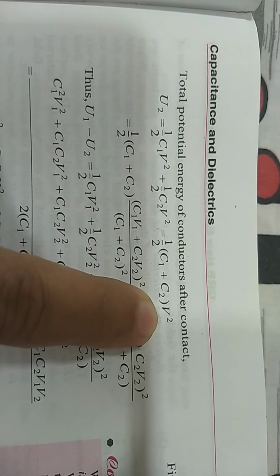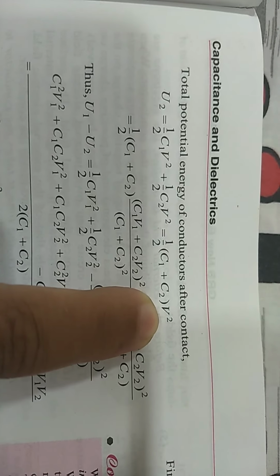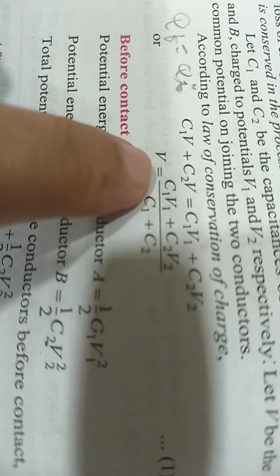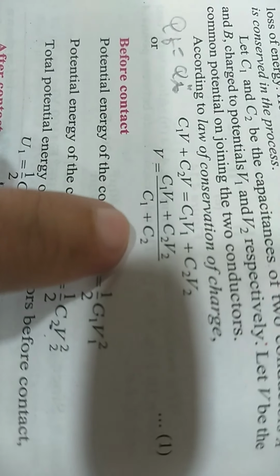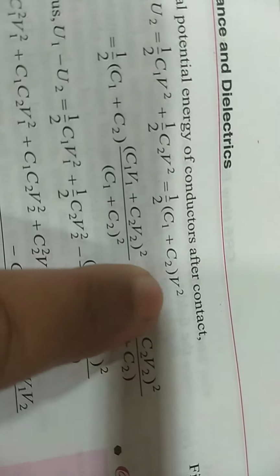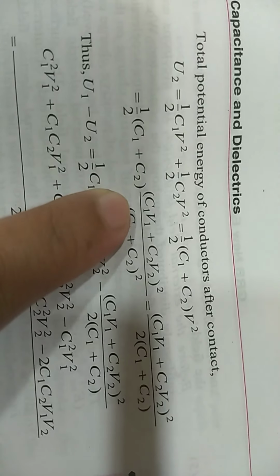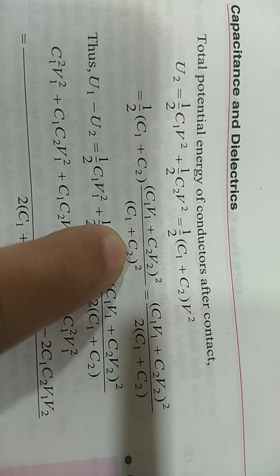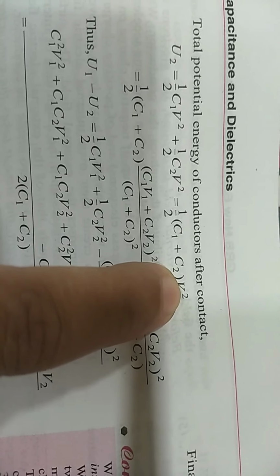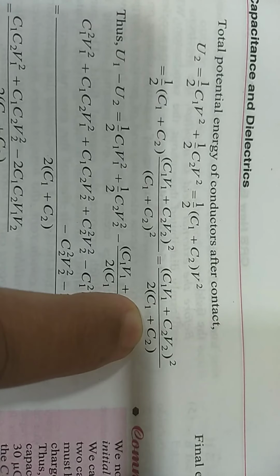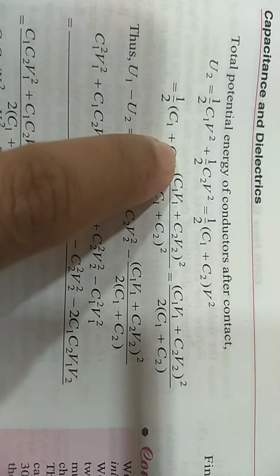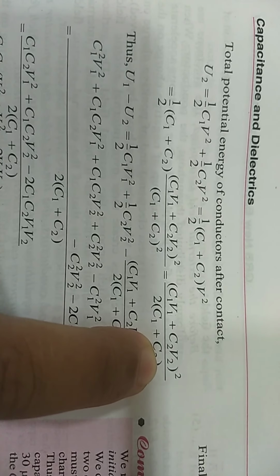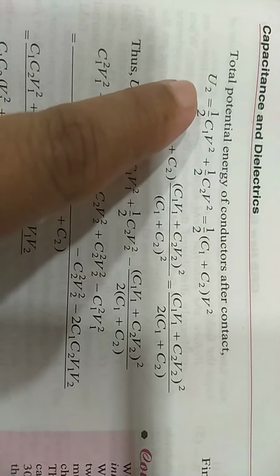I am taking V square common and I am substituting the value of V that we already derived, V as (C1 V1 plus C2 V2) upon (C1 plus C2), in this formula. So I have substituted the value of V as (C1 V1 plus C2 V2) whole square upon (C1 plus C2) whole square, because it is V square. Then we are cancelling one (C1 plus C2). So this is the formula which we have for the final potential energy.